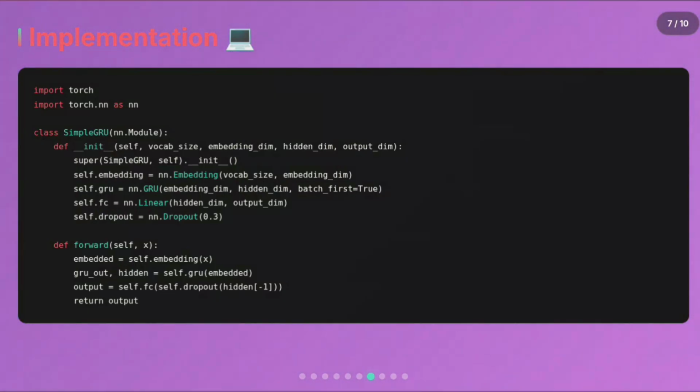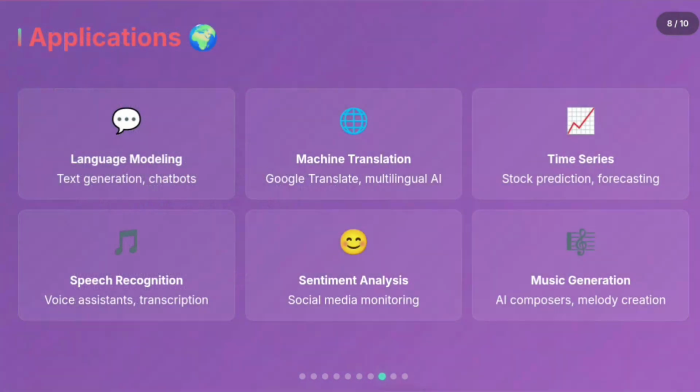First, let's create a simple GRU for text classification, predicting movie review sentiment. Here's what's happening. We embed our words, pass them through the GRU, and use the final hidden state for classification. Let's also look at a more advanced example, using GRU for sequence-to-sequence translation. The beauty of GRUs is in their simplicity. Just a few lines of code give you powerful sequence modeling capabilities.